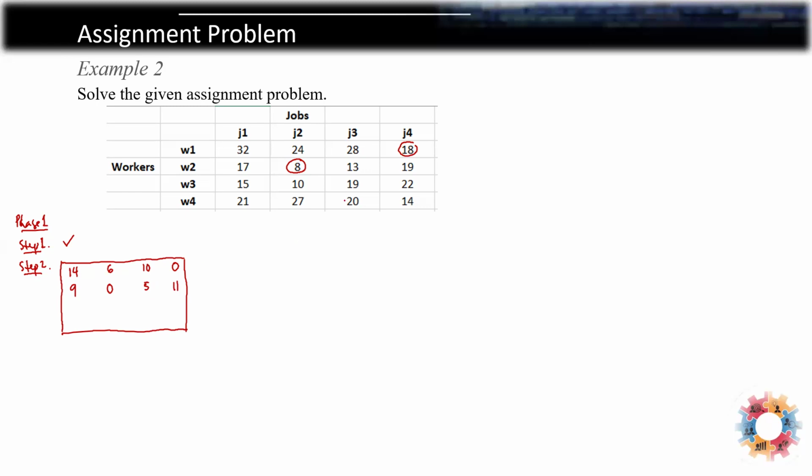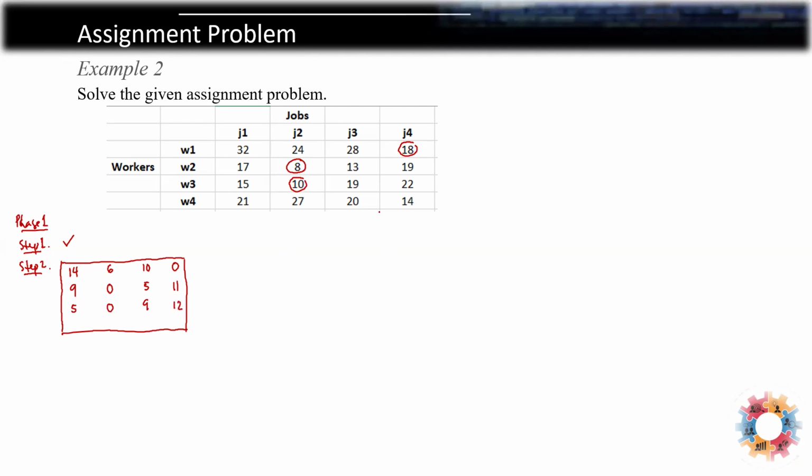Okay? And then on the third row, we have 10 being the lowest value. So 15 minus 10 will give you 5. 10 minus 10 is 0. 19 minus 10 is 9. 22 minus 10 is 12.